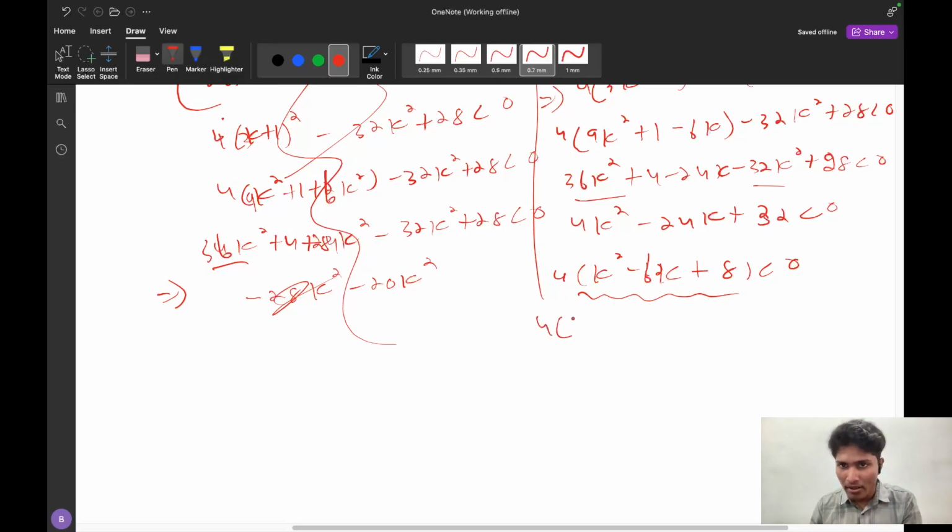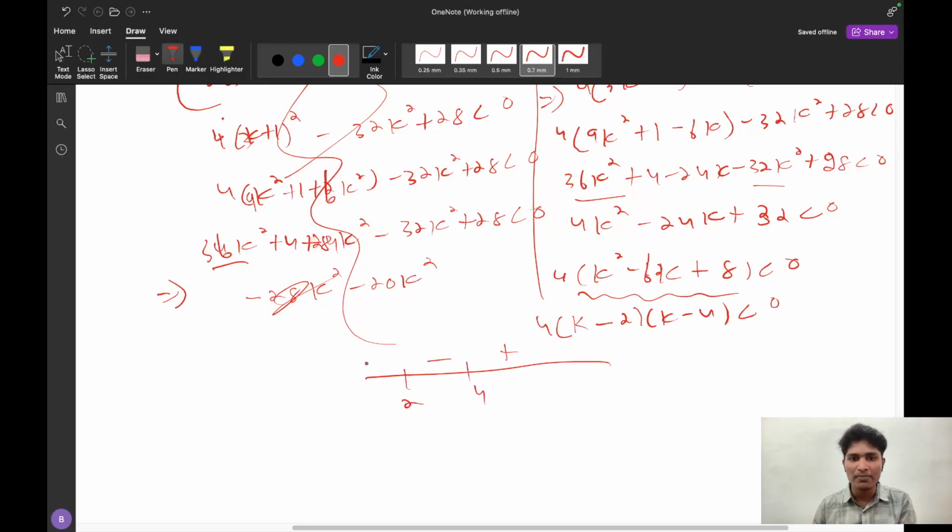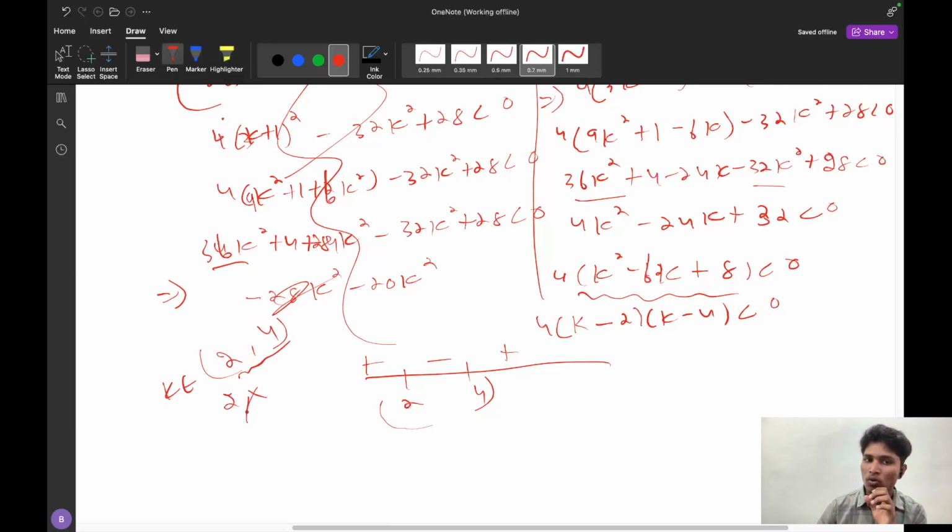So k minus 2 into k minus 4 less than 0. If I take the wavy curve, that is 2 and 4 with plus, minus, plus, what is the range? That is between 2 and 4. In this range, what is the integer value existing? K belongs to 2, 4. We found the range of k. What is the integer value here? It should not be 2 and it should not be 4. It is the middle value, that is 3. This is the value of k for which the inequality is satisfied, that is, the quadratic equation having positive.